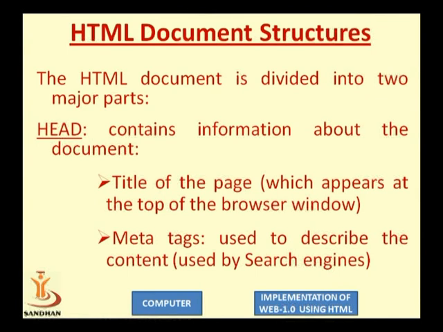So what are the structures of HTML? Majorly it is divided into two parts. The one is head. What is meant by head? Head contains the information about the document. Head also contains the title of the page. Suppose we are developing the page of student information. So what is the title of student information? It is a title. Meta text is used to describe the content, used by search engines. So this is the first part of an HTML document.